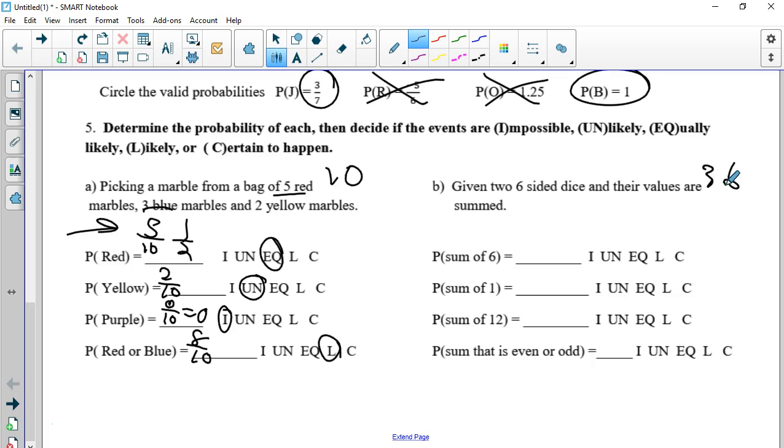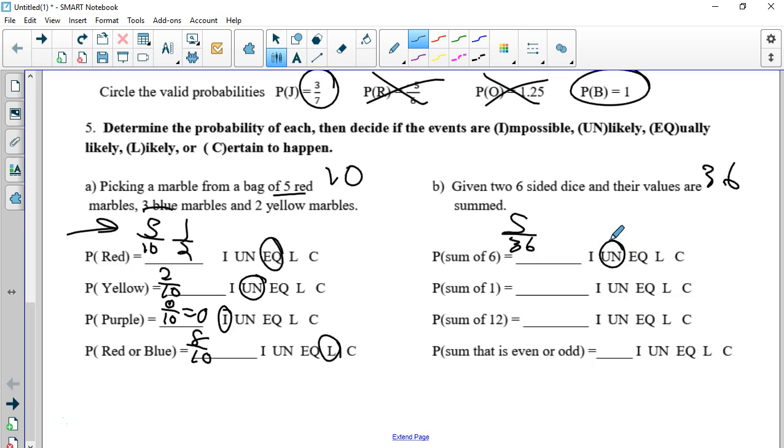There's 36 options. Now, the sum of 6. This would take literally just looking on the chart or thinking about the ways to make 6. 1 and 5, 5 and 1, 2 and 4, 4 and 2, 3 and 3. Okay? 5 out of 36. Well, again, the little cheat is, think about what's half of 36. 18. 5 is less than 18, so that's pretty unlikely. Not impossible, it's not 0.